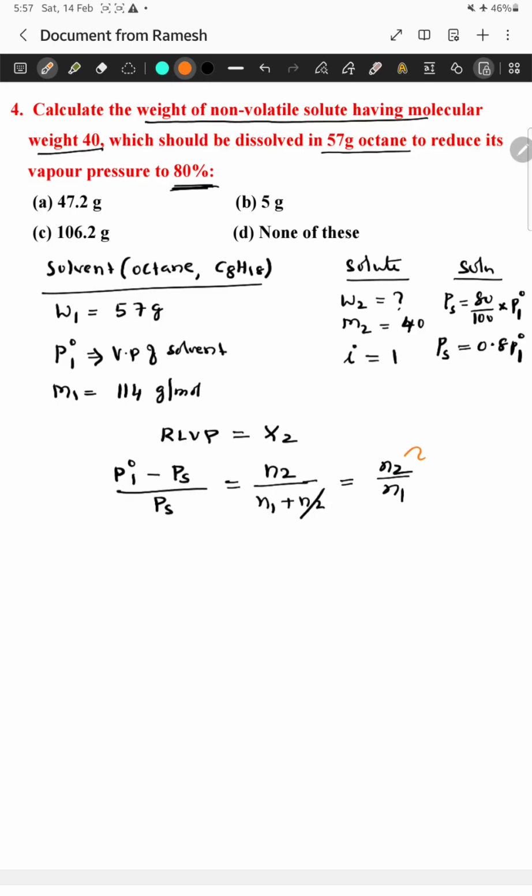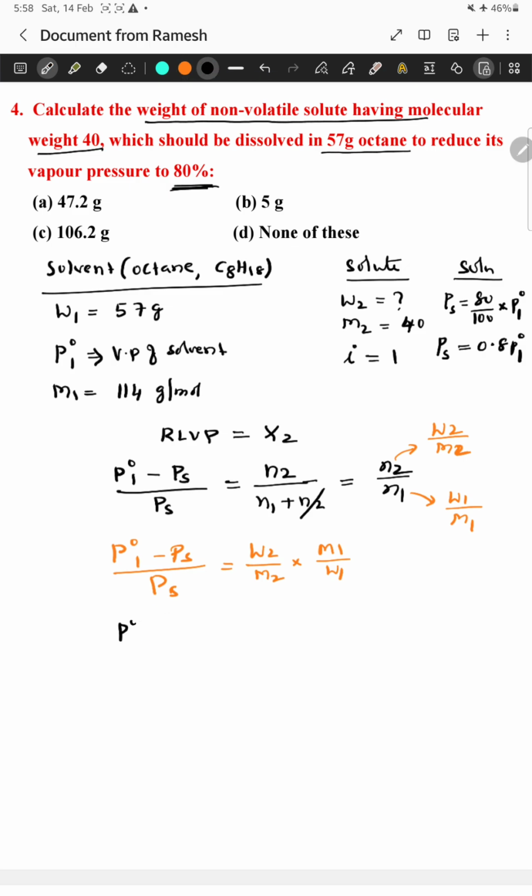What is N2? The number of moles of solute, given by the mass of solute by the molar mass of solute, that is W2 by M2. Similarly, N1 is given by the mass of solvent W1 by the molecular mass of solvent M1. So if you substitute those, you get the final formula: P01 minus PS divided by PS is equal to W2 by M2 into M1 by W1. Now you substitute the values.